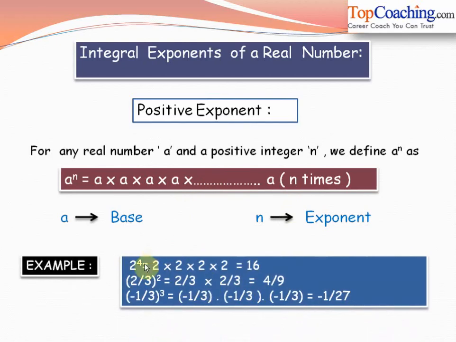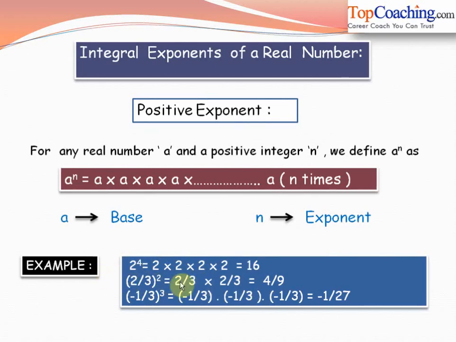The value of 2 to the power of 4 is equal to 2 into 2 into 2 into 2, 4 times, and this is equal to 16. So the base is 2 and the exponent is 4. So what we do is we multiply 2 by 2 up to 4 times, and so the final value is equal to 16.